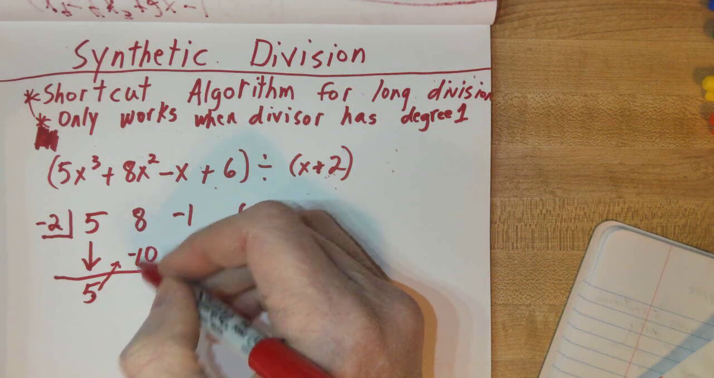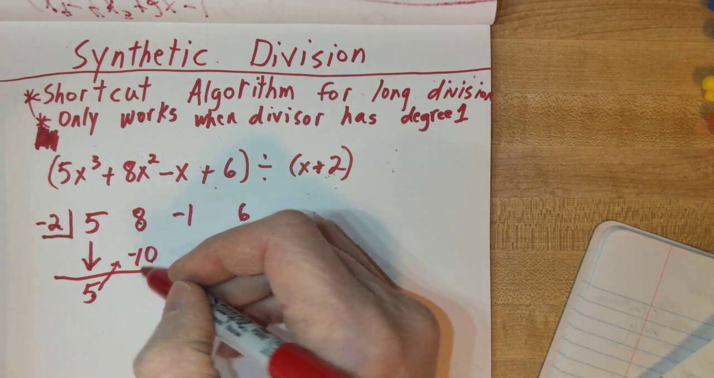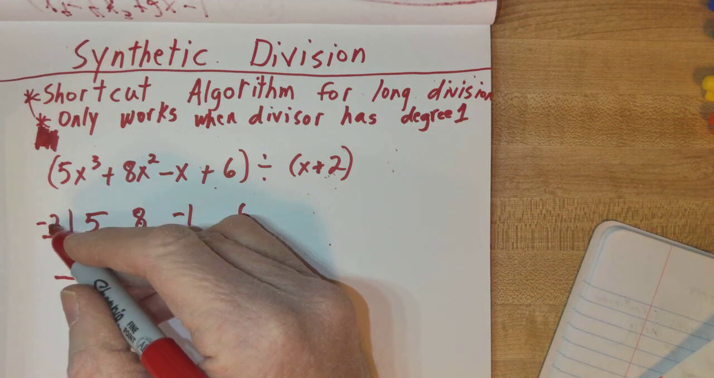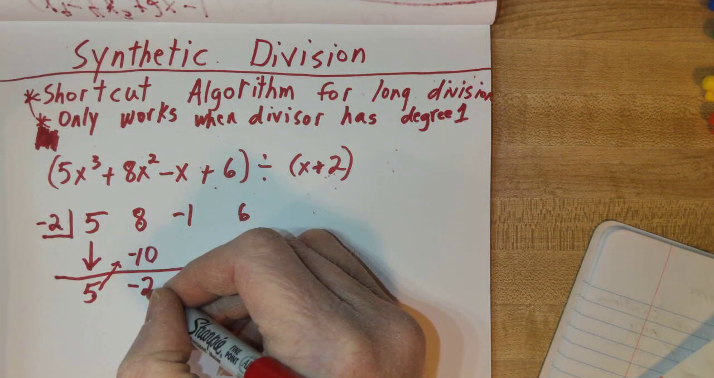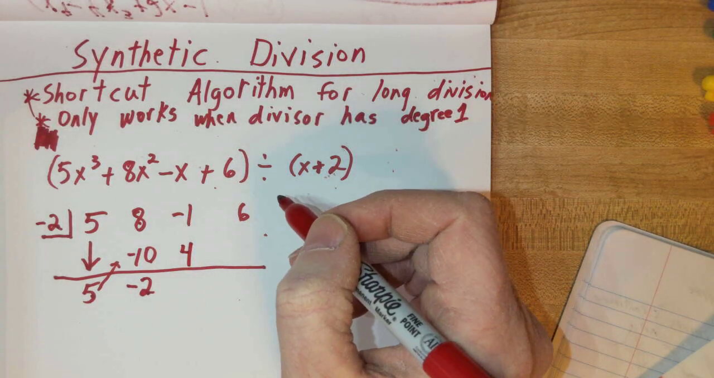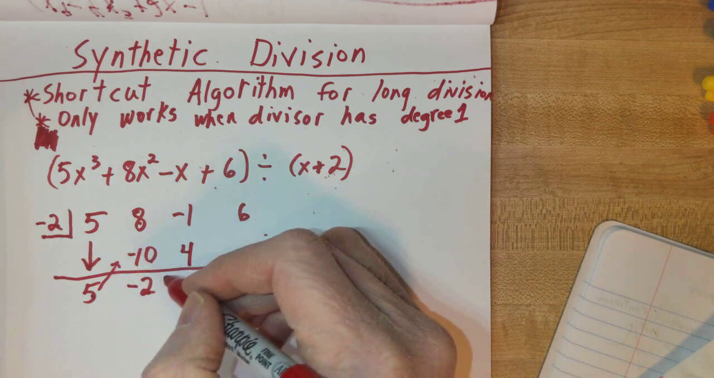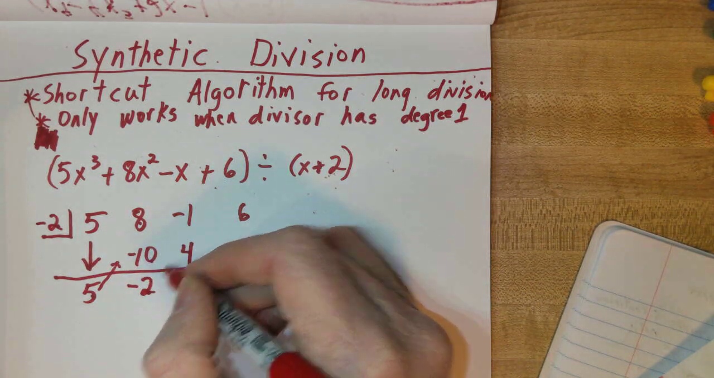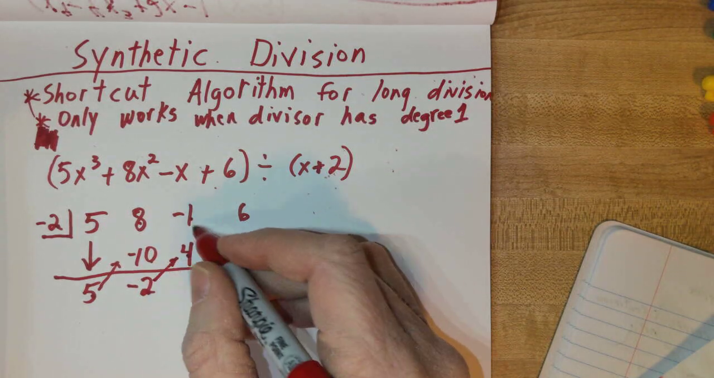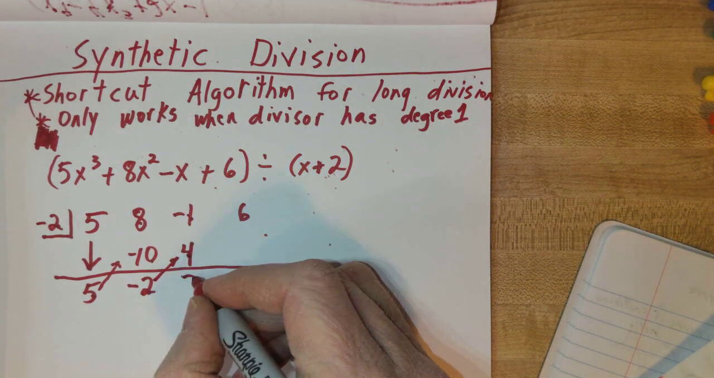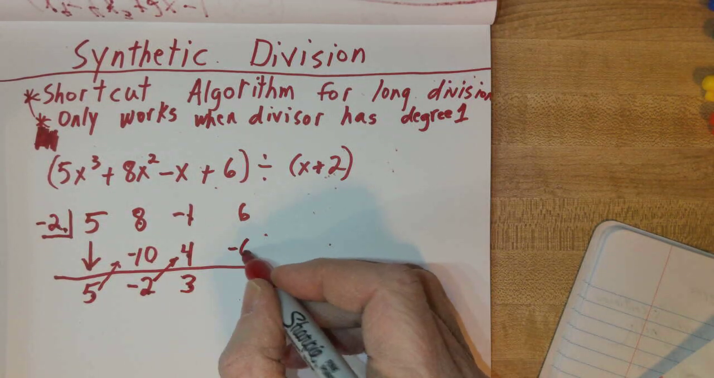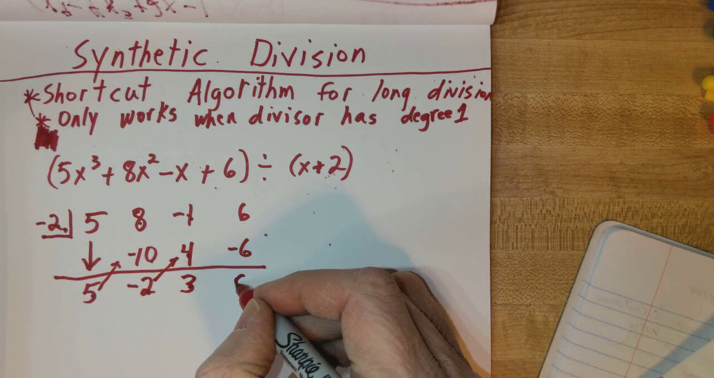And when you have two numbers in your column, you add 8 plus negative 10, that is negative 2. Then you multiply negative 2 times negative 2, and that is positive 4. I multiplied. And now I'm going to add negative 1 plus 4. Maybe I draw that arrow, but negative 1 plus 4, that is 3. And then I multiplied negative 2 times 3, that is negative 6. And I get 0 here.